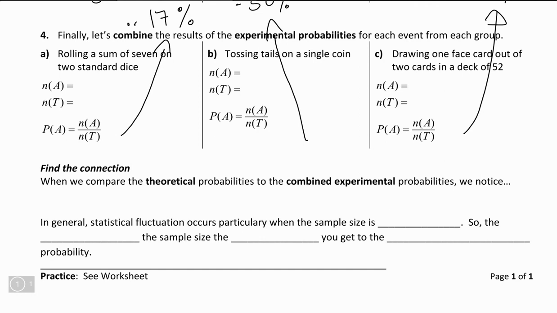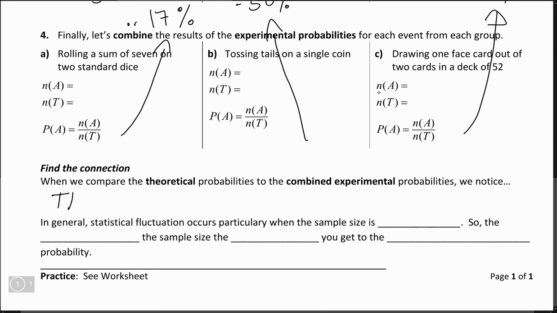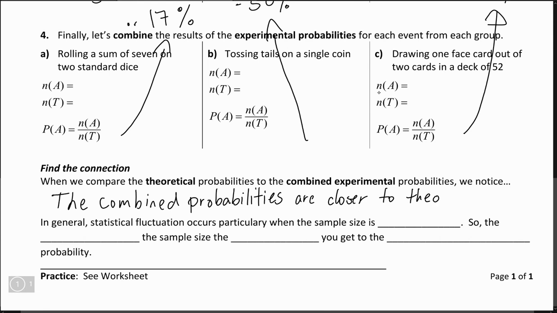However, when you look at all the groups combined and we average them out and you compare them, you could notice that we do get closer and closer and closer to the theoretical probability. So I'm going to say here that the combined probabilities are closer to the theoretical.